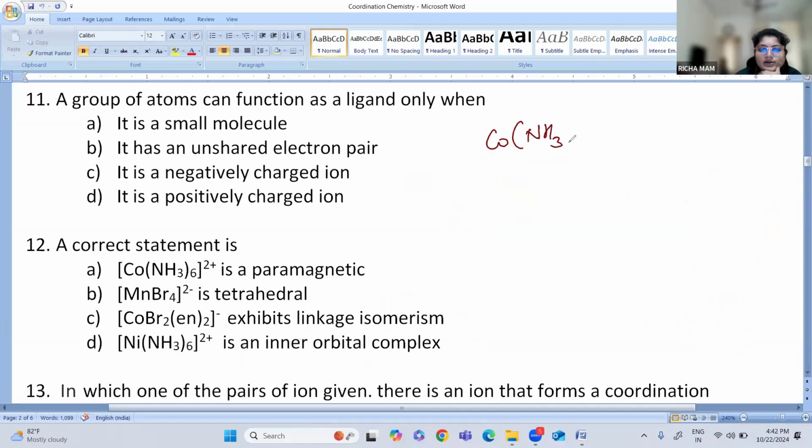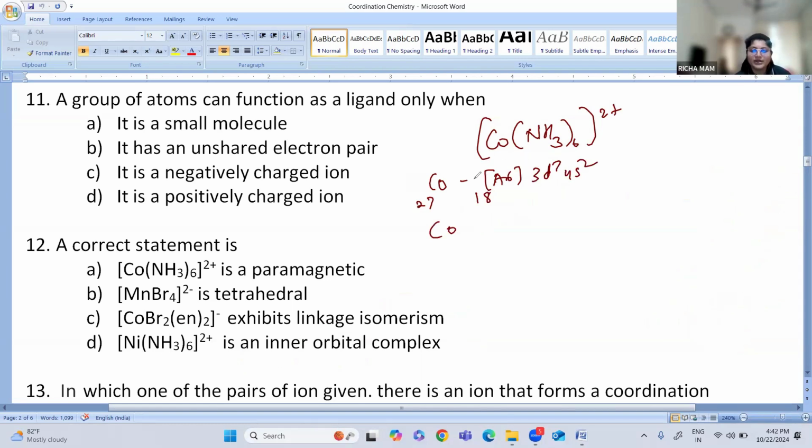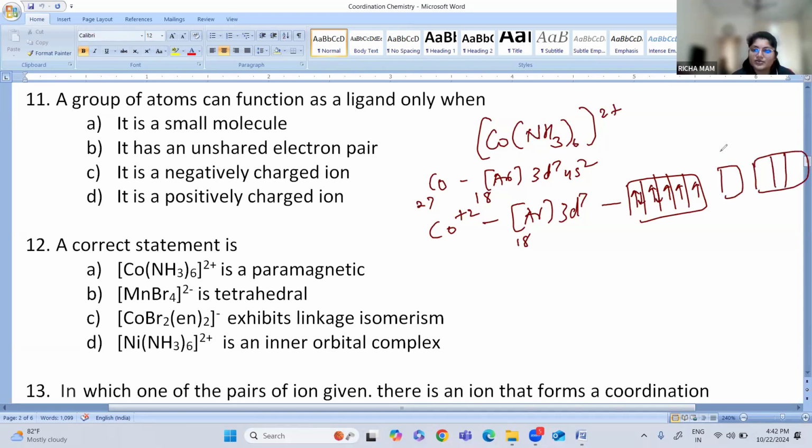Hexaamminecobalt 2 plus is paramagnetic. Cobalt is 27, so it is argon 18, 3d7, 4s2. When you find the oxidation state of cobalt here, it is plus 2, so it becomes argon 18, 3d7. So 1, 2, 3, 4, 5, 6, and 7. How many ammonia are there? 6. So it requires 4s and 4p orbitals. This is 4s, this is 4p. Ammonia will occupy 1, 2, 3, 4.